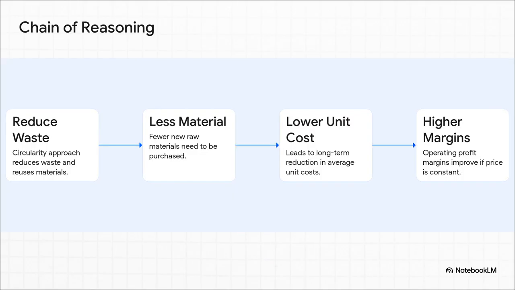Welcome back. Okay, let's actually model the correct chain of reasoning here to secure those AO3 marks. Step 1. A circularity approach actively reduces waste and reuses materials. Step 2. Consequently, the business needs to purchase fewer new raw materials over time. Step 3. This directly leads to a long-term reduction in average unit costs. And Step 4. Therefore, assuming the selling price remains constant, the operating profit margin improves. See how that flows? Strong, connective analytical phrasing is the absolute key to linking these dots.